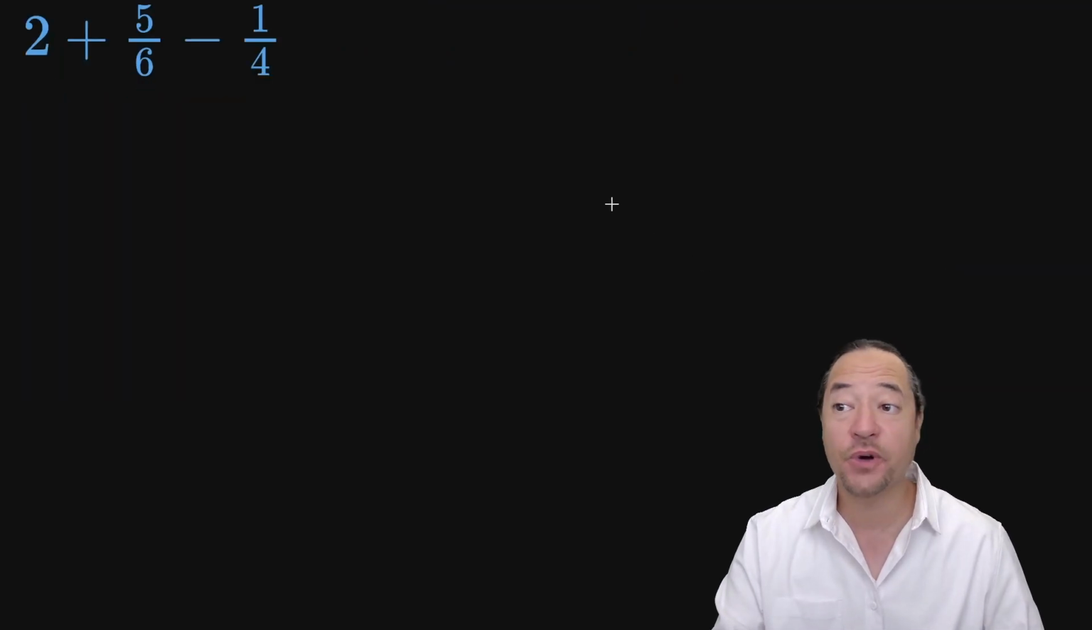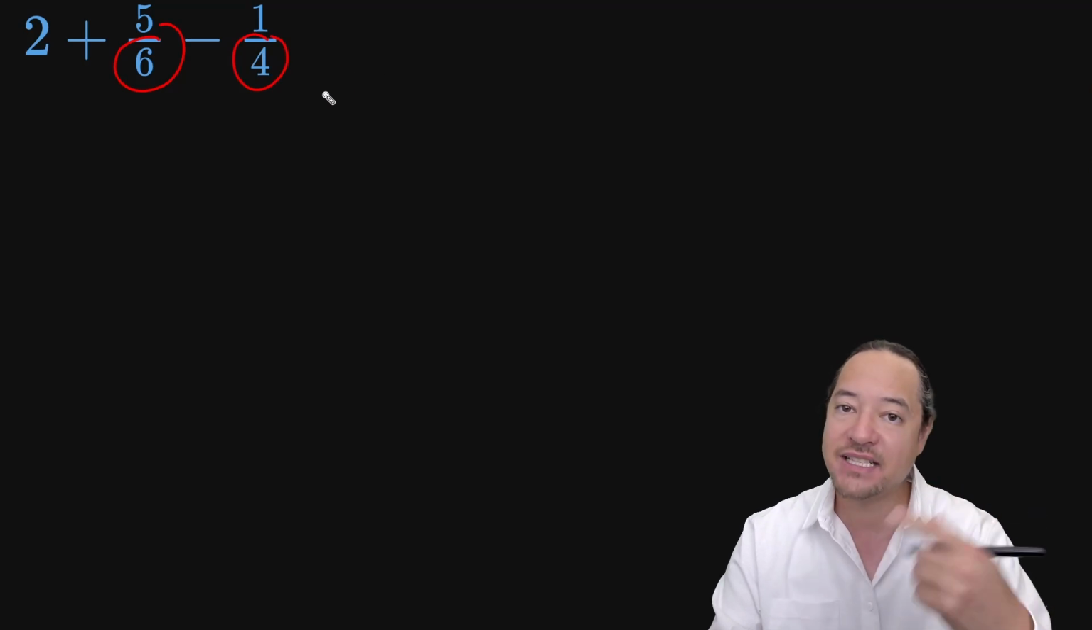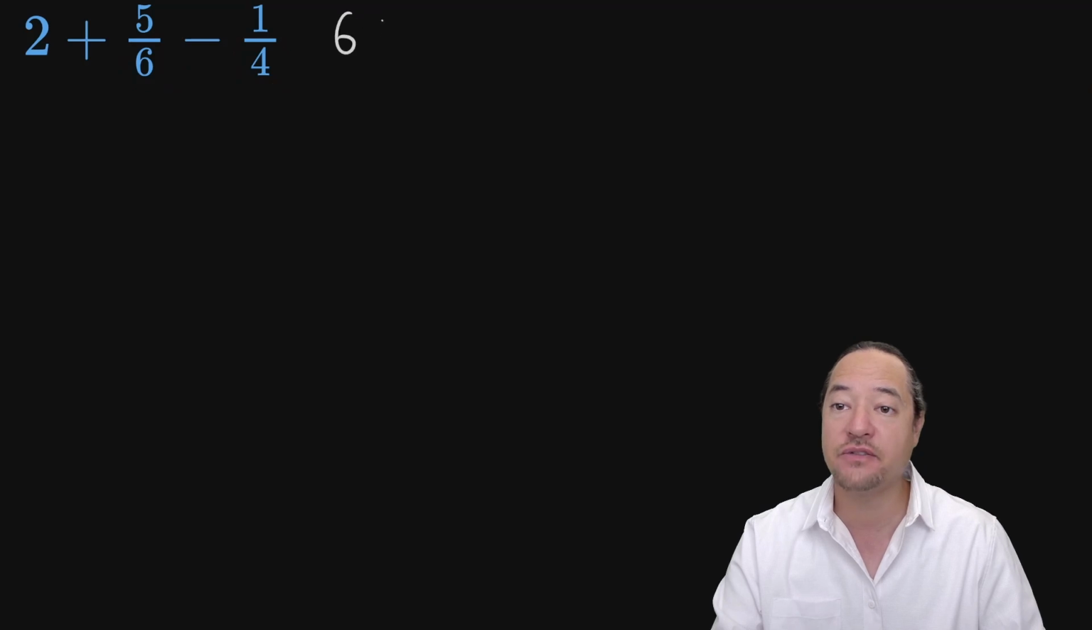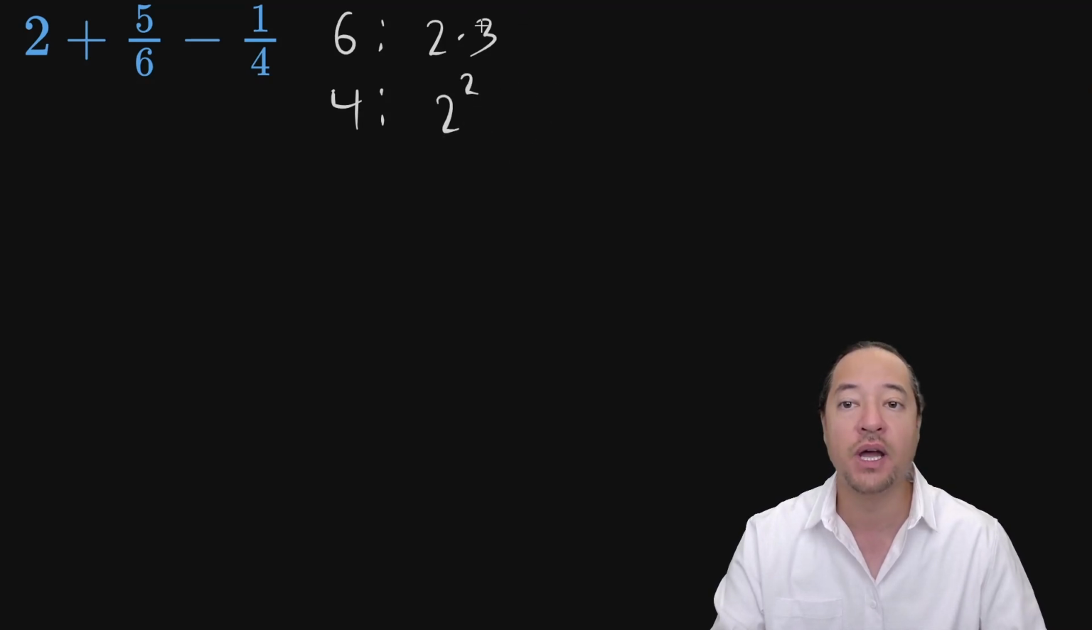All right, for the fourth one here, again, we need to find a common denominator. We can imagine this is 2 over 1, right? So we'll come back to that one. But in the meantime, we have this 6 and this 4. Let's do the prime factorization to find the least common denominator here. So 6 is going to be 2 times 3, and 4 is 2 times 2, so 2 squared.